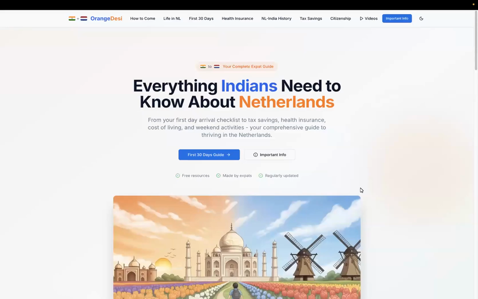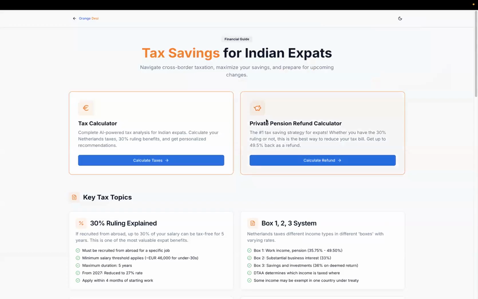Hi, friends. In today's demonstration, we'll talk about a very important tax saving instrument known as a private pension fund. So, what I've done is that I've created a calculator under the tax savings, which is known as the private pension calculator. Now, Netherlands has got a very high tax rate, as we know. It's sometimes more than 49%.